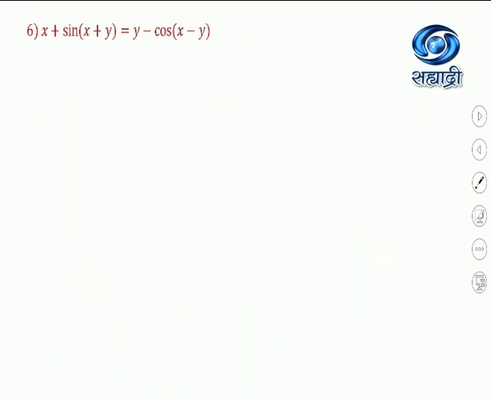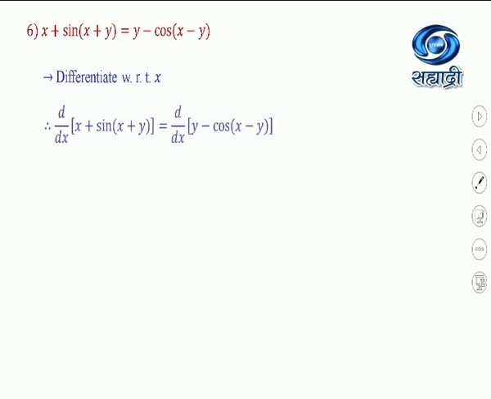Now to see our next example, number 6. x plus sine of x plus y is equal to y minus cos of x minus y. This is again the same type of function, implicit function. So we differentiate with respect to x. What we get? d by dx of x plus sine of x plus y equal to d by dx of y minus cos of x minus y.